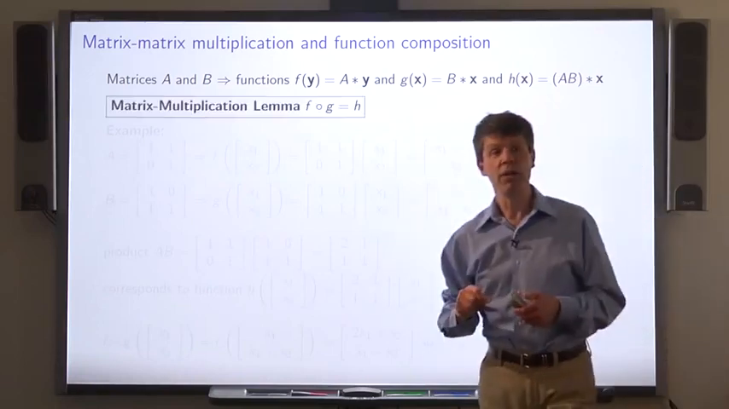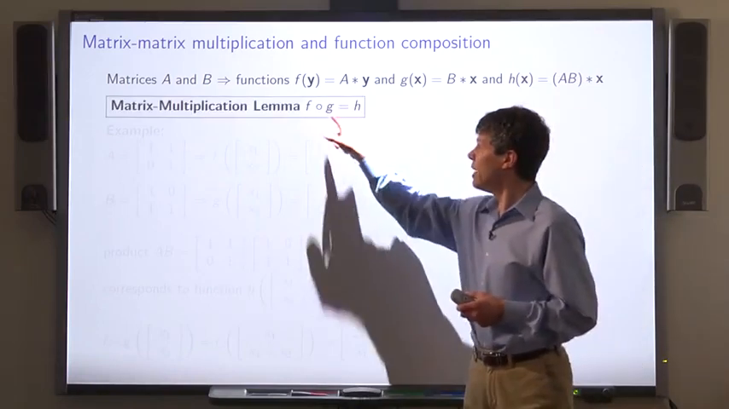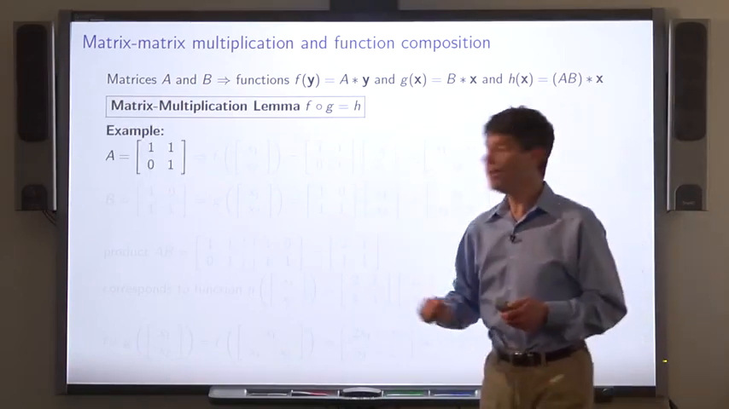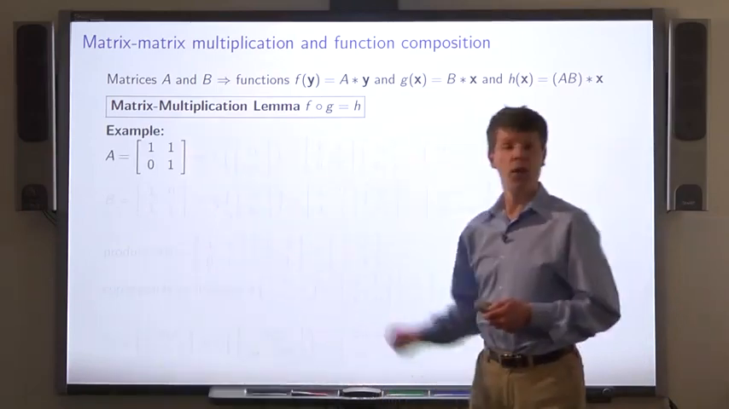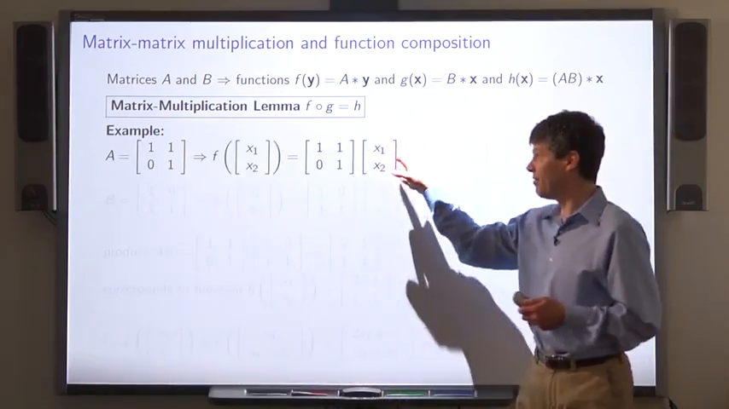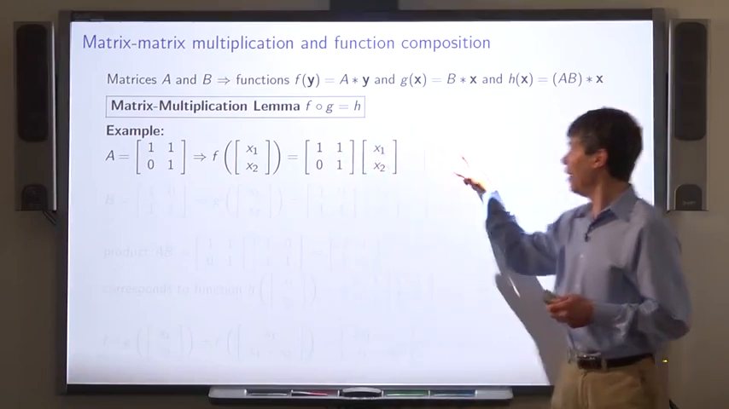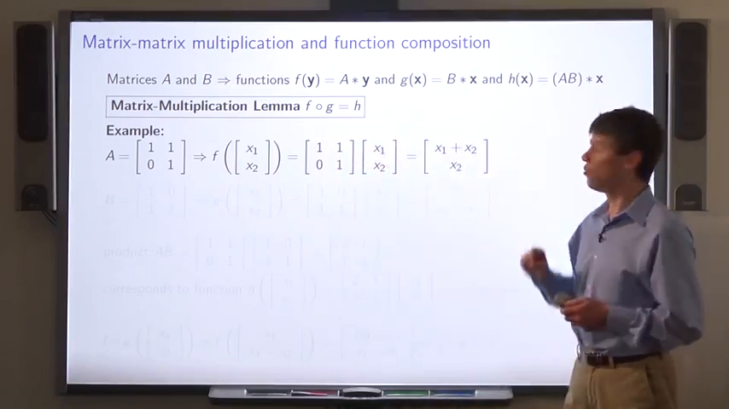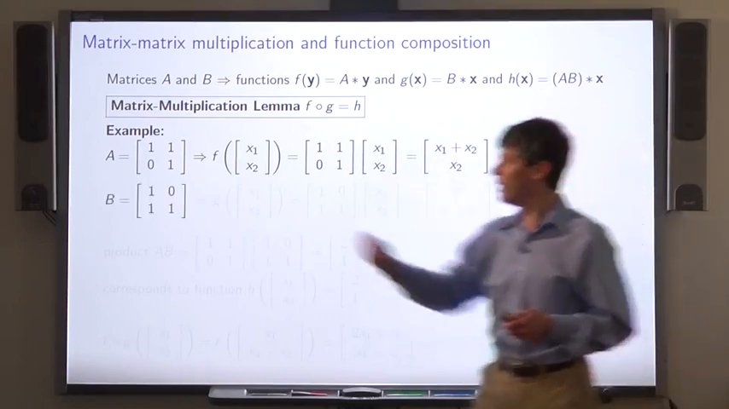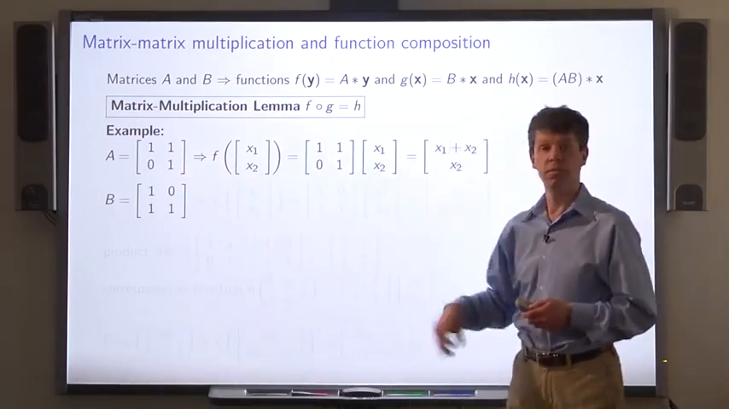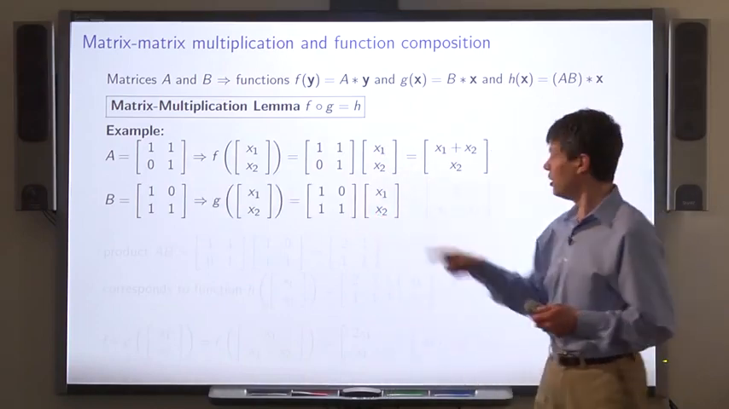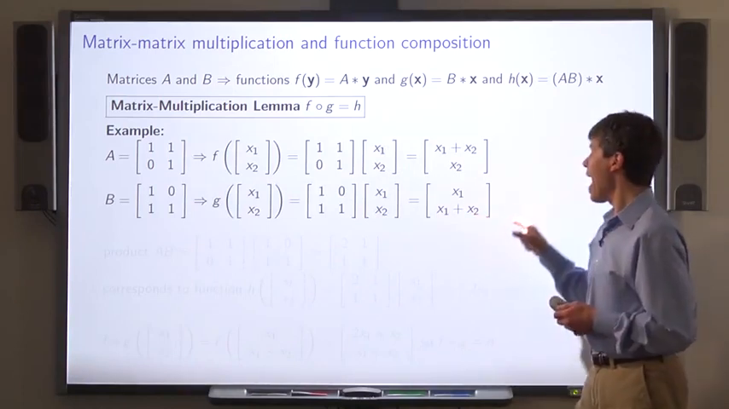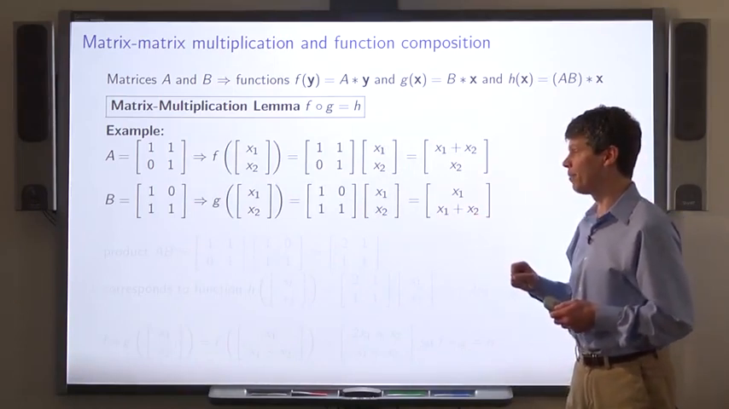Now there's something interesting about the relationship between these functions. f composed with g equals h. Here's an example. Let's start with this matrix. The corresponding function multiplies a vector by the matrix, and this has the effect of adding the second element to the first element. Let's take B to be this matrix. Here's the corresponding function. It multiplies a vector by the matrix. And this has the effect of adding the first element to the second element.